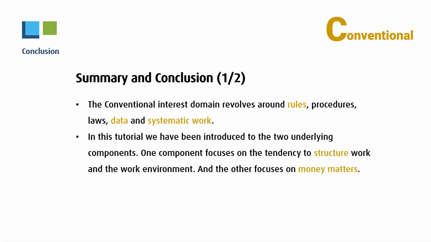Summary and conclusions. The conventional interest domain revolves around rules, procedures, laws, data and systematic work. In this tutorial we have been introduced to the 2 underlying components. One component focuses on the tendency to structure work and the work environment, and the other focuses on money matters.